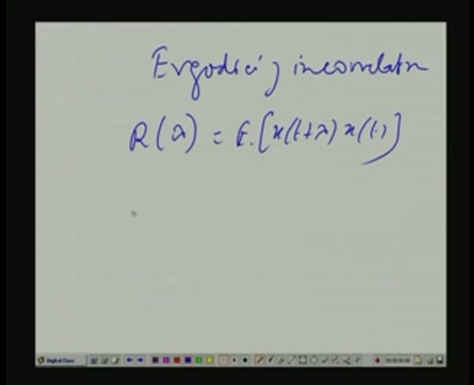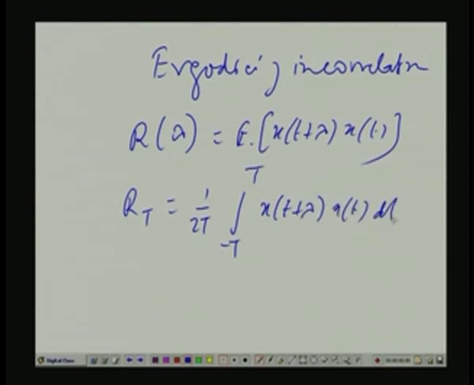Question is, if I define R t is equal to 1 by 2t, this quantity, the question is, does the limit of R t as t tends to infinity equal R lambda? If so, I say it is ergodic in correlation also.